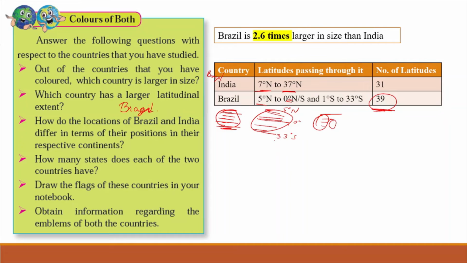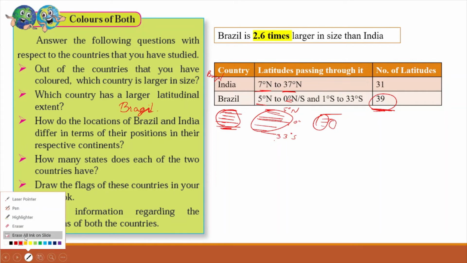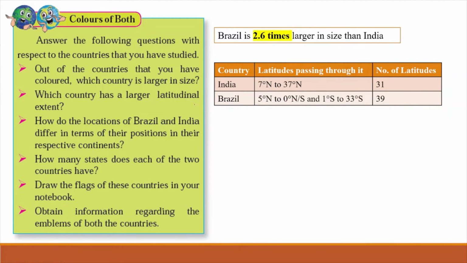How do locations of Brazil and India differ in position? We saw their location, but here they've asked in position with their respective continents, not in the globe. They've not mentioned the globe. If it was the globe, then we can say that Brazil lies in the northern and southern hemisphere and the western hemisphere, and India lies in the northern and eastern hemisphere. But they've asked with respect to continent. So in their continent, where it lies.